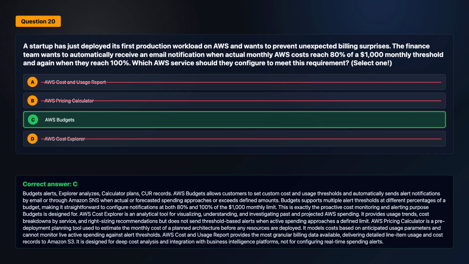AWS Cost and Usage Report provides the most granular billing data available, delivering detailed line item usage and cost records to Amazon S3. It is designed for deep cost analysis and integration with business intelligence platforms, not for configuring real-time spending alerts.